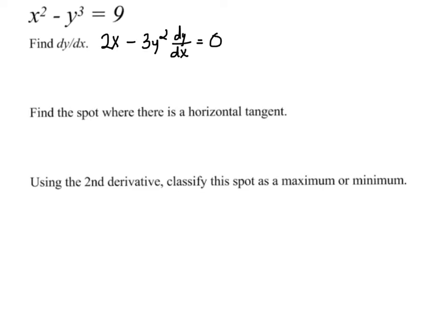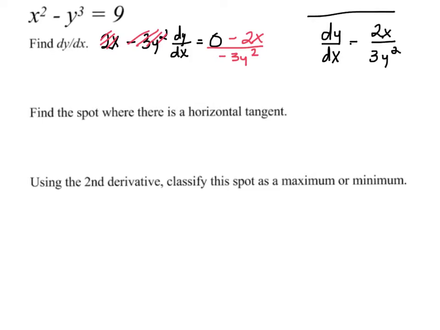Okay, let me do all my algebra right here. I'm going to subtract 2x, divide by negative 3y squared. So my derivative is 2x divided by 3y squared. Like that.